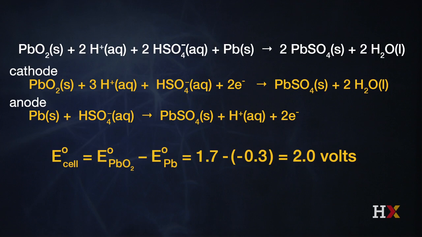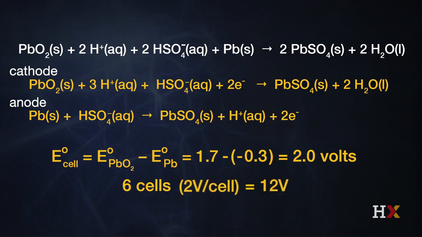Now, we can combine those cells. So typically, if we want 12 volts, we take 6 cells and we multiply that by 2 volts per cell, and we have the typical 12-volt automobile battery. But let's just take one cell. Let's just take 2 volts.